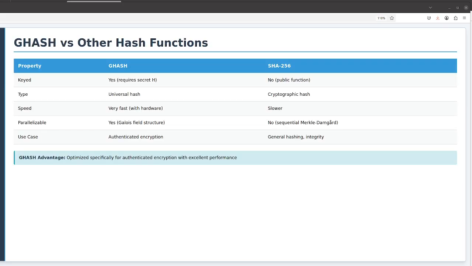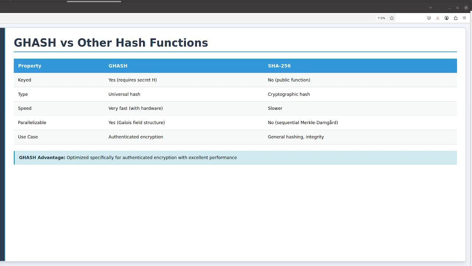GHASH versus other hash functions. Let's compare GHASH to other hash functions to understand what makes it special, and why it's used in GCM. GHASH is different from cryptographic hash functions like SHA-256 in several important ways. First, GHASH is keyed, meaning you need a secret key H to compute it. SHA-256 and similar functions are unkeyed. Anyone can compute them on any input. This makes GHASH suitable for authentication because only someone with the key can create valid outputs. Unkeyed hashes cannot provide authentication without additional mechanisms like HMAC.